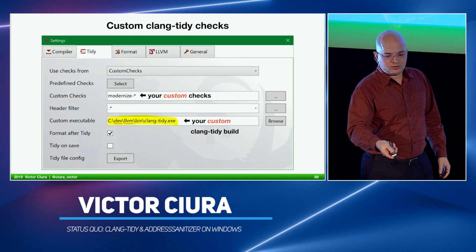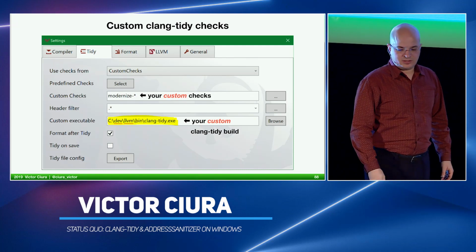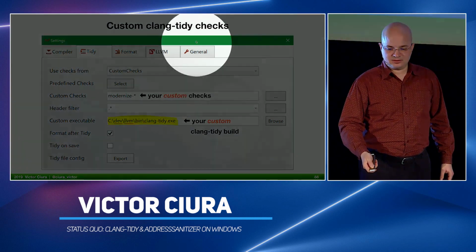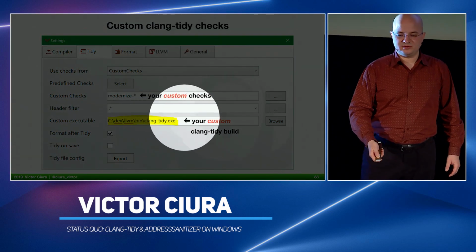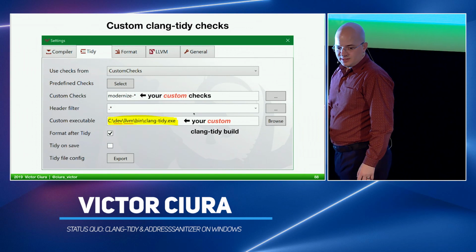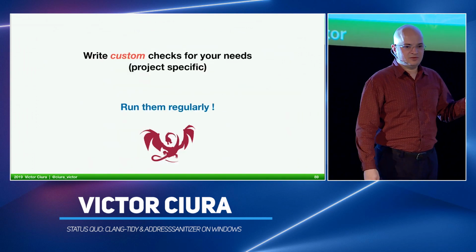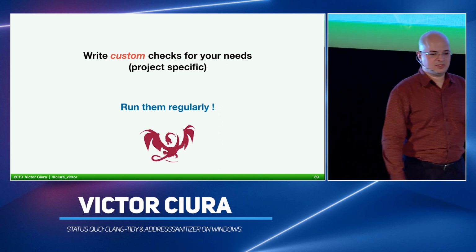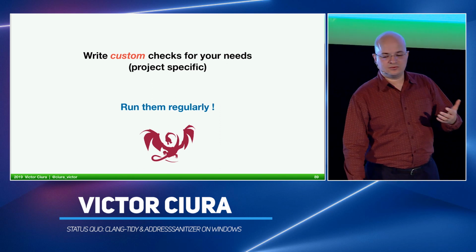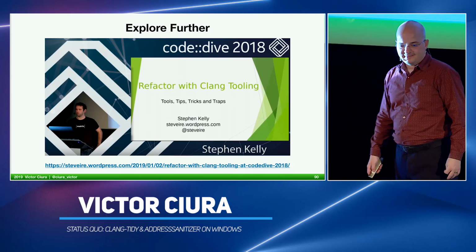Clang Power Tools allows you to supply your own checks right there and specify your own version of Clang-tidy that you build internally. That's very easy. I suggest you run them regularly, and even for custom checks, but especially for the built-in ones that are very useful, I suggest you run them regularly.